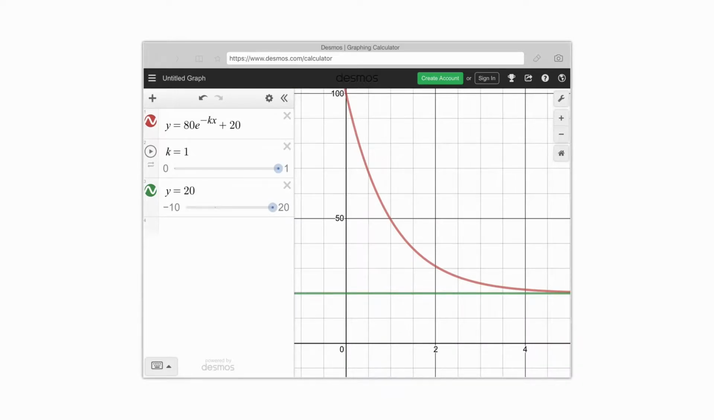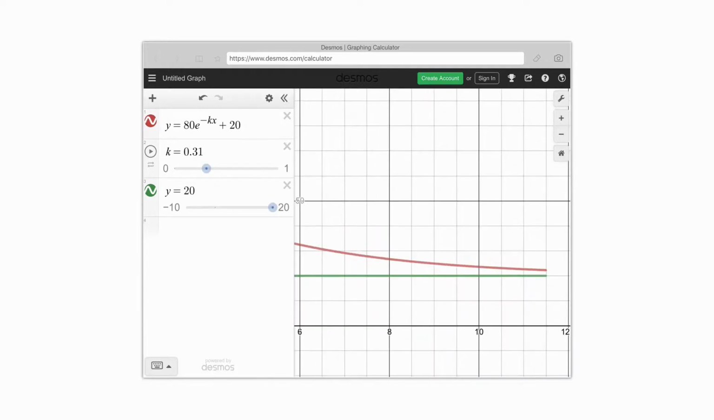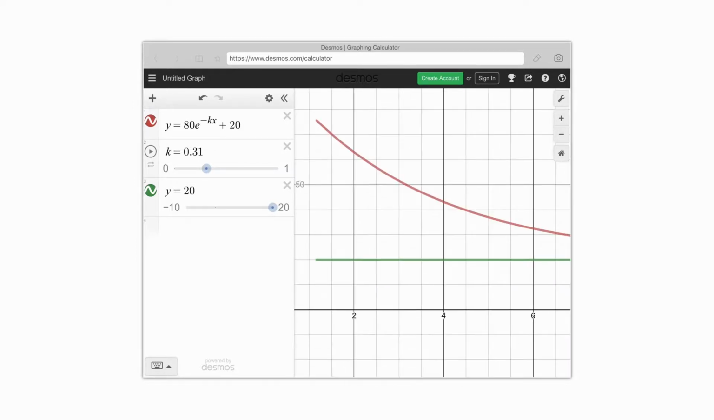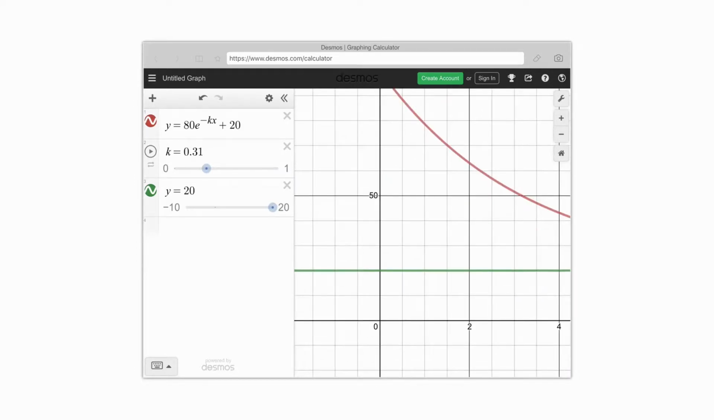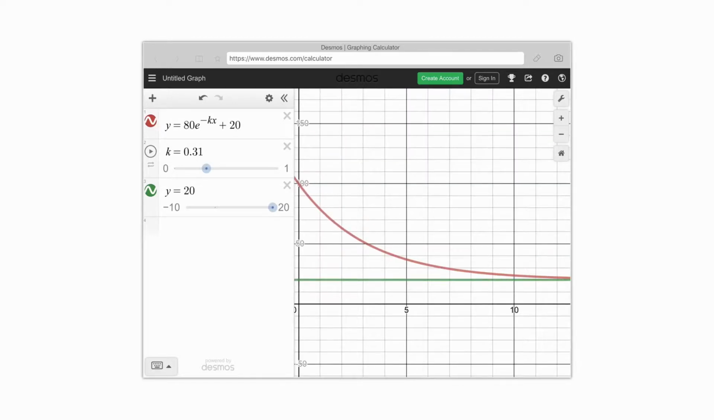Hopefully your coffee lasts a little bit longer than that, and so we'll make the k value a little bit smaller. That means it's going to conduct heat away from the cup a little bit slower. And if we look here, now it takes probably closer to 15 minutes to come down to room temperature. But in either case, no matter what you pick for your value of k, the graph here looks remarkably similar to the graph that we sketched approximately.